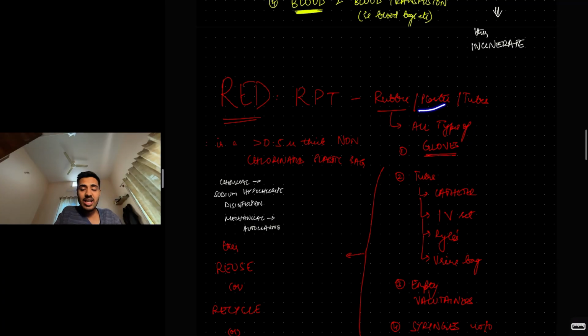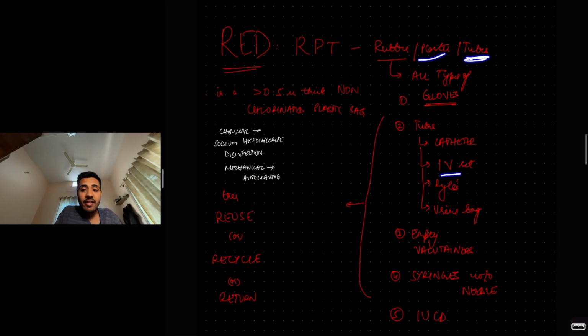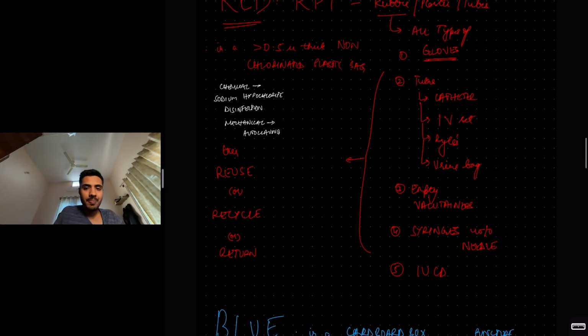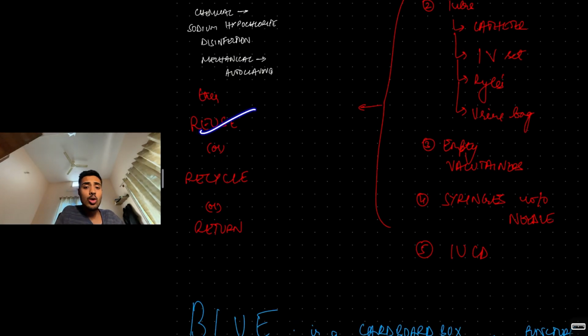Plastic done. Tubes: IV tube, Ryle's tube, catheter tube, urine bag, which is also like a dilated tube, right? Just try to remember it like that. Urine bag, all these are tubes. Tubes also are a part of that. Repeat, what does repeat make you think of? You repeat, you try to reuse it. So after disinfecting with sodium hypochlorite or mechanical disinfection in the form of autoclaving, then you will reuse, recycle or return. Repeat, you just want to repeat. You want to reuse it, you want to recycle it, or you want to return it.